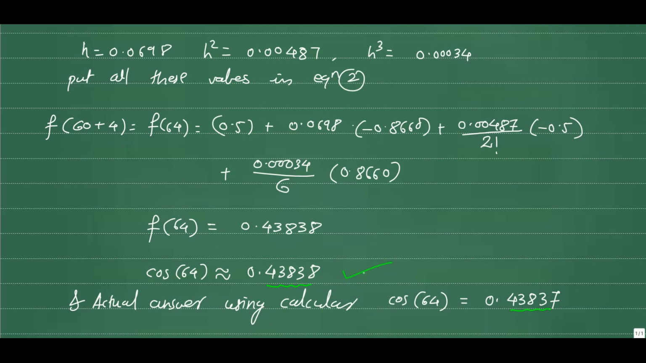So this is how using Taylor series or Taylor polynomial we can find the approximate value of a function at a point. I hope you understood this.